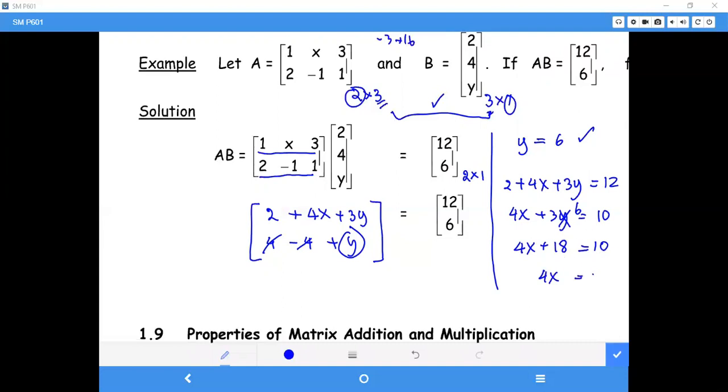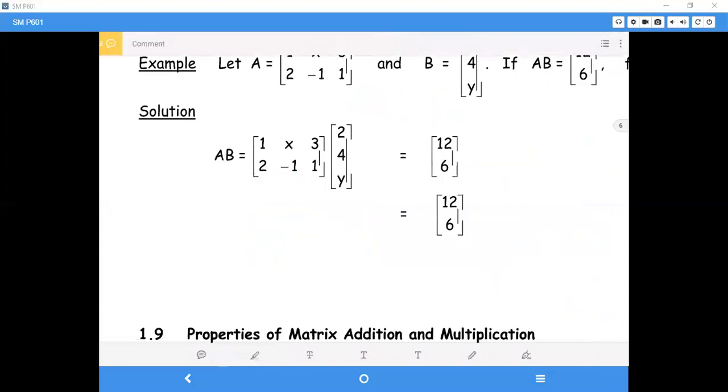10 minus 18 is negative 8. So 4x is negative 8. Move the number 4 to the right, and you have negative 2. Yeah, you have your answer now. So y is 6 and x is negative 2. Easy. Let's go next.